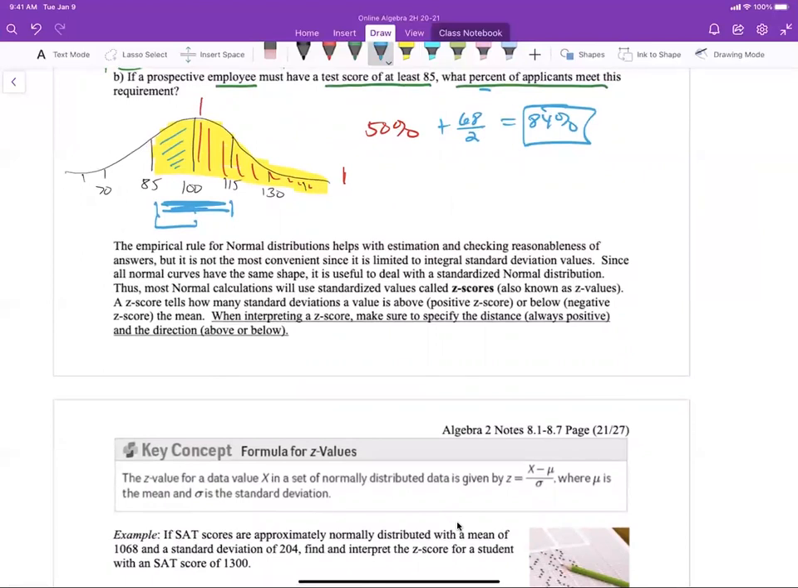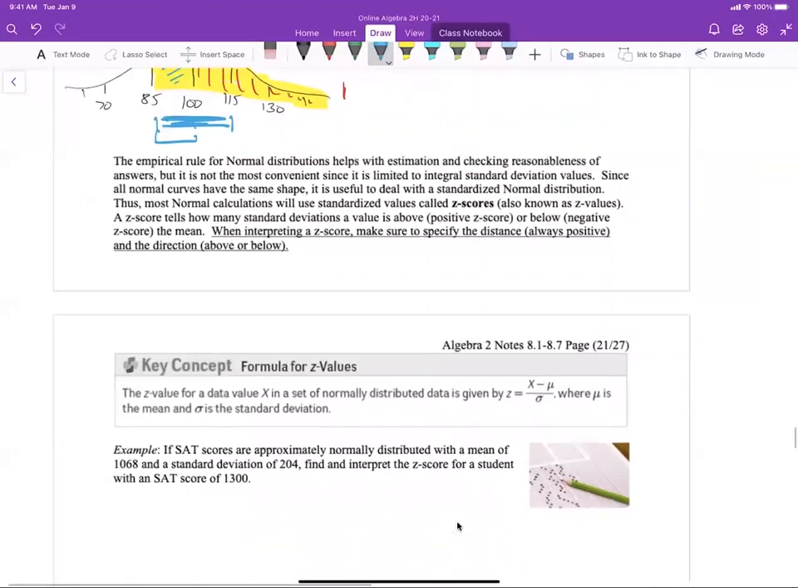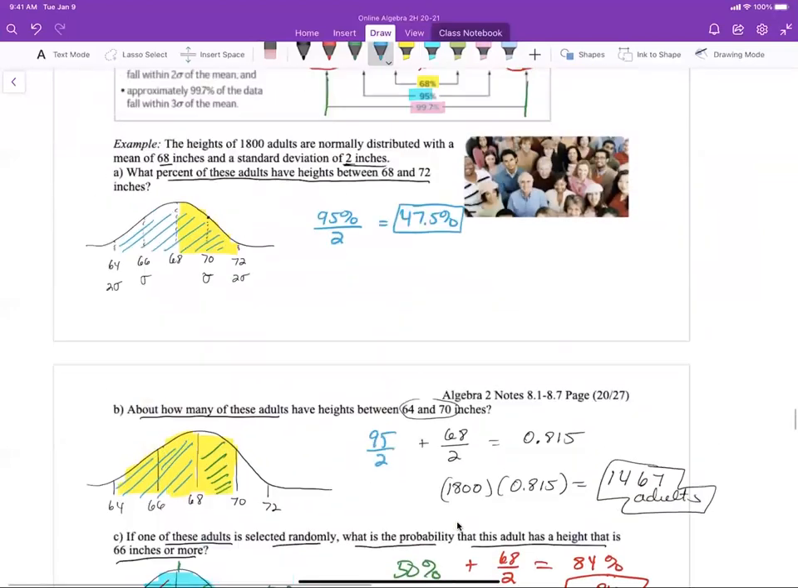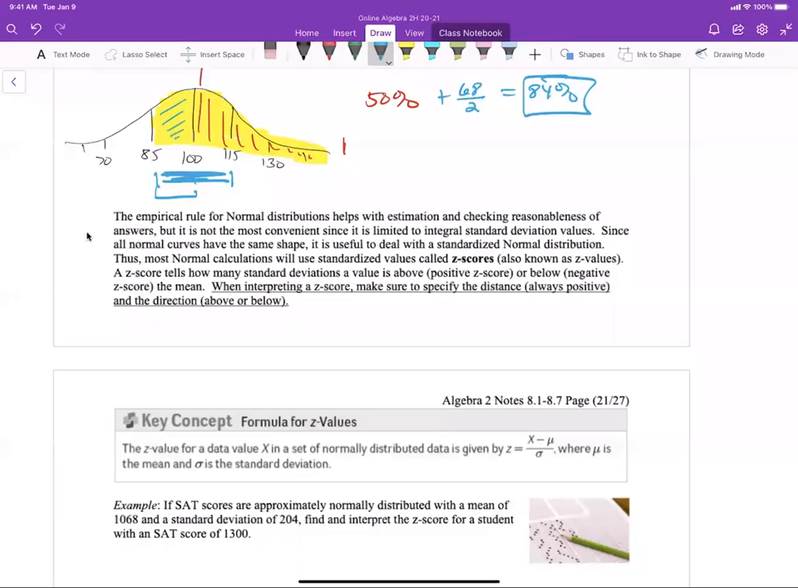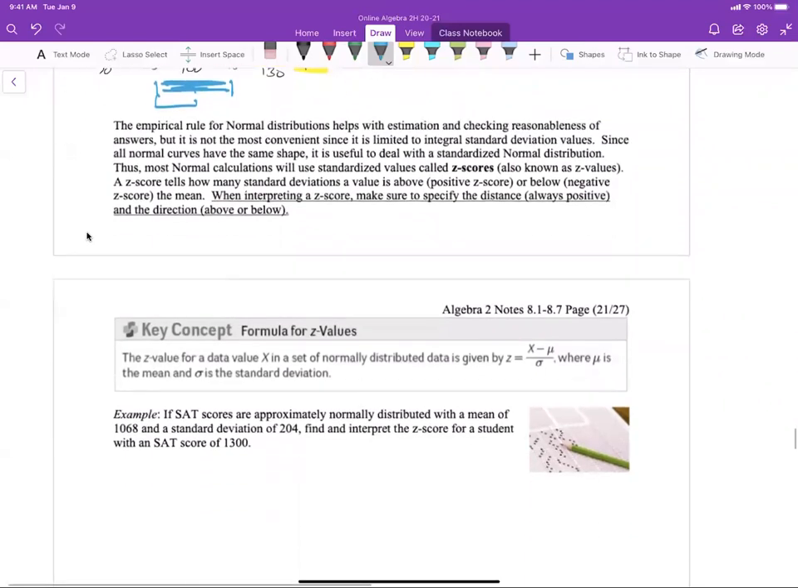Okay. The empirical rule for normal distribution helps with estimations and checking reasonableness of answers, but it is not the most convenient. Let me just see here. I think that's next lesson, so just give me 1 second. Okay, sorry for the delay. This is still part of the lesson.